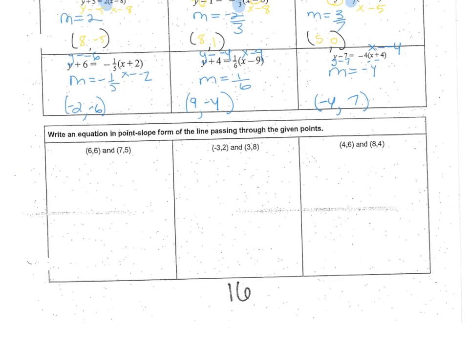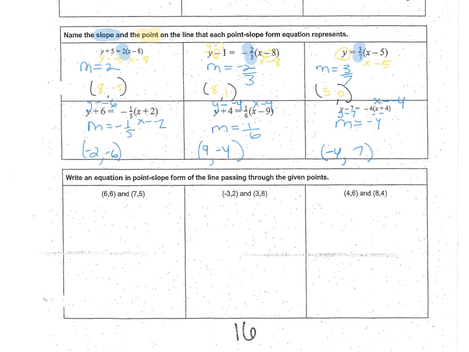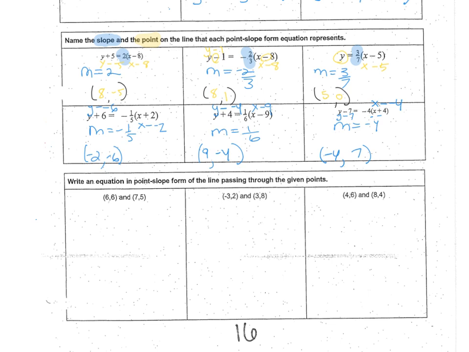All right, let's go ahead and move on. This time it says write the equation of the line in point-slope form of the line passing through the given points. If we're given 2 points, the first thing we need to do is find the slope. The slope is the change in y, 5 minus 6, over the change in x, 7 minus 6. So 5 minus 6 gives us a negative 1, and 7 minus 6 gives us a positive 1. Our slope here is negative 1.